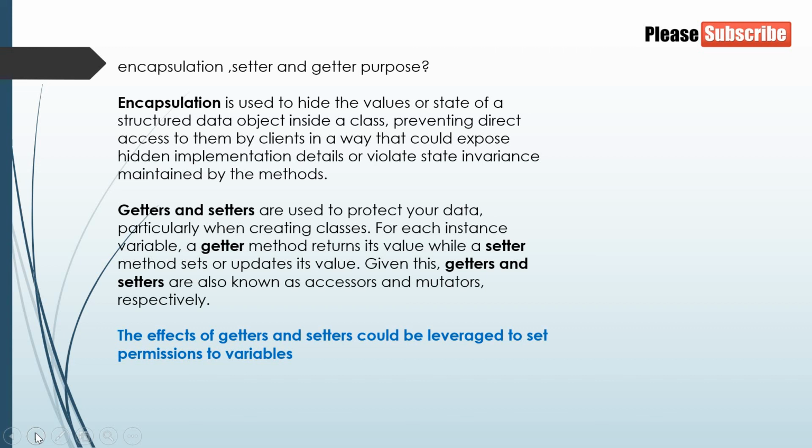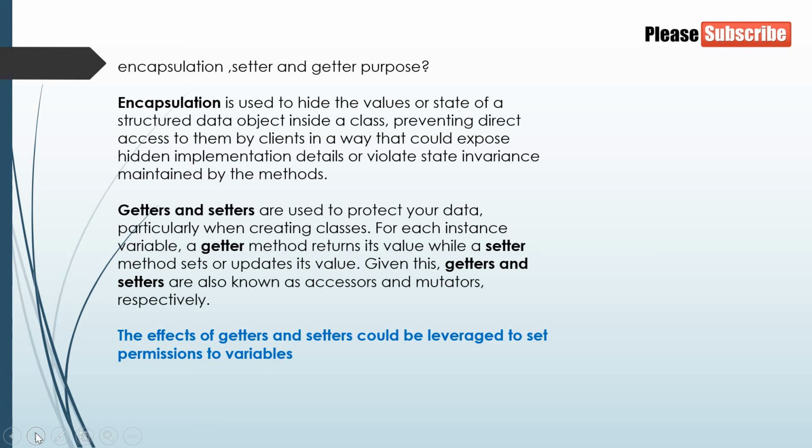Okay. So getter and setter. So that's one getter. So how are we going to do that? We cannot have everything static over there. We work in a dynamic nature and we need to make changes over there. So we use getter and setter. So they are used to protect your data, particularly when creating classes. For each instance variable, a getter method returns its value, while a setter method sets or updates its value.